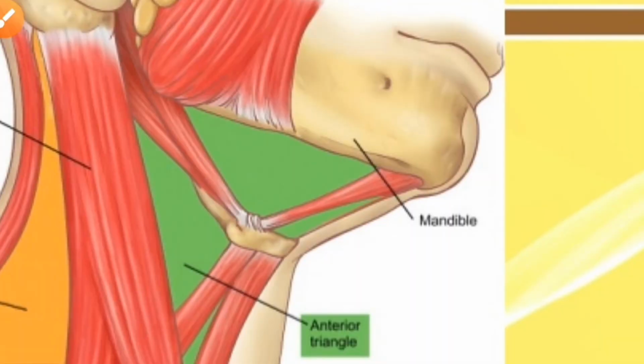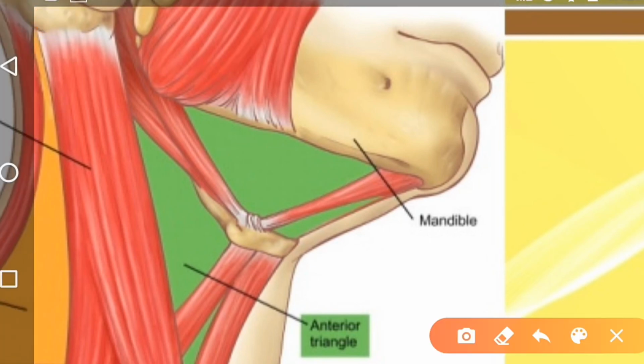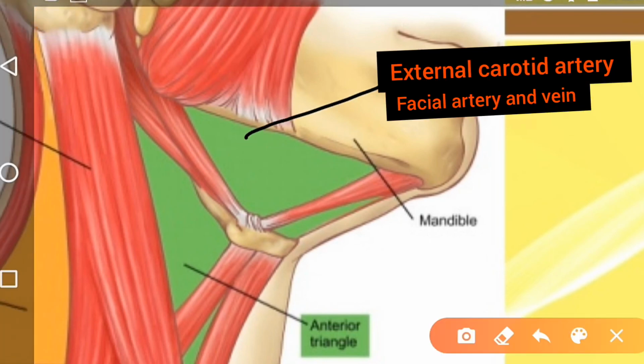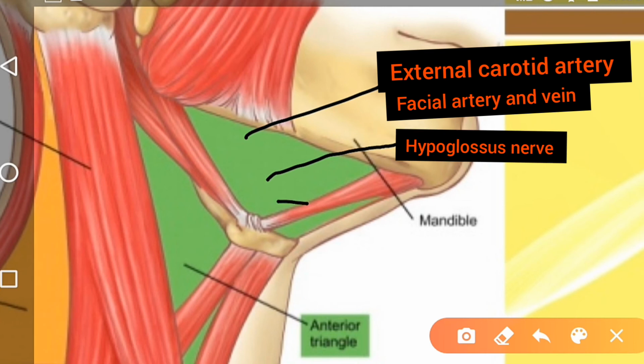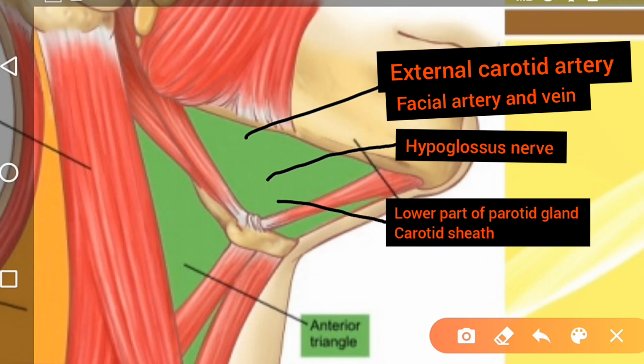The contents of the digastric triangle: the blood vessels present in the digastric triangle are the external carotid artery, facial artery, and the vein. The nerve present in the digastric triangle is the hypoglossal nerve. Other structures present are the lower part of the parotid gland and the carotid sheath.